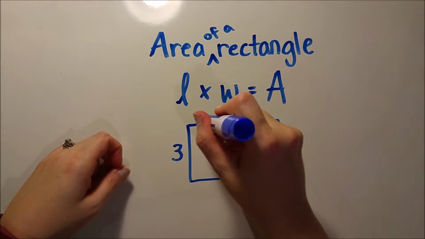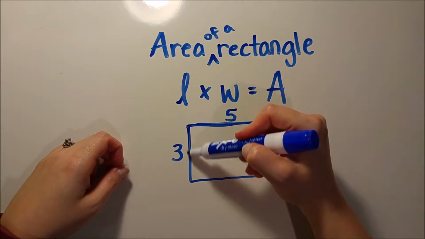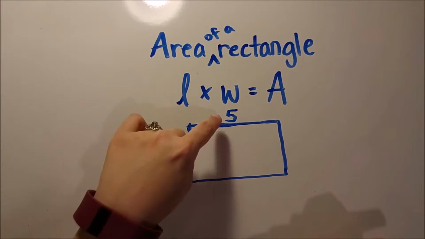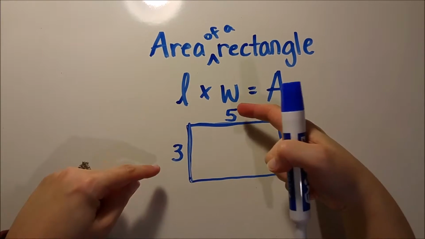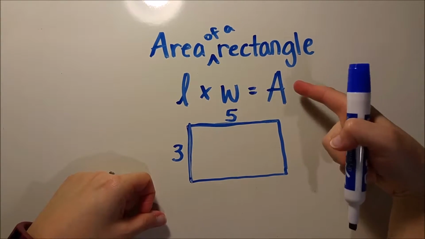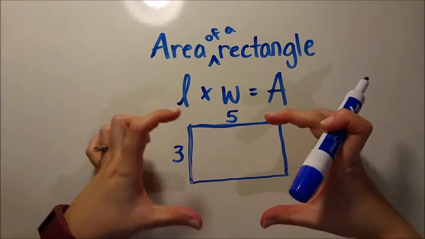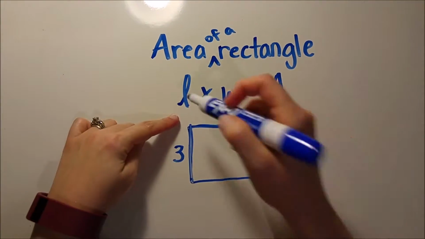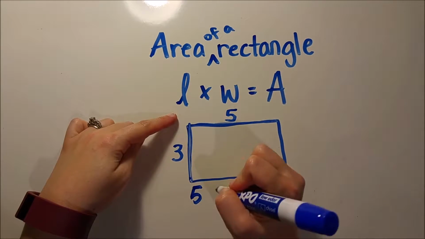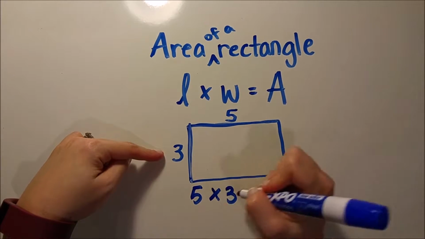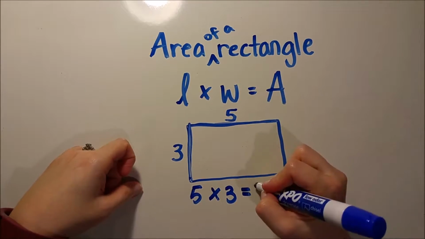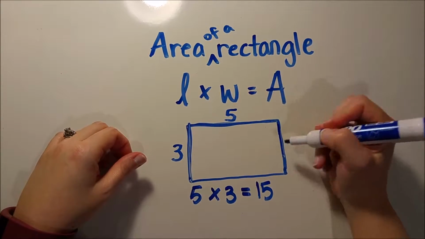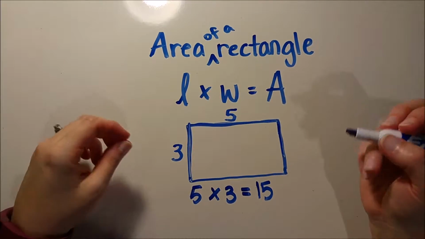Some people think of length as going this way and width as being this way. Or you can just pick whichever one is the longest for your length. Just as long as you take both of them and multiply them together, that'll give you your area, because this would still be the same rectangle if we turned it this way, right? Okay, so 5 times 3 equals 15. So this rectangle is 15 units squared.